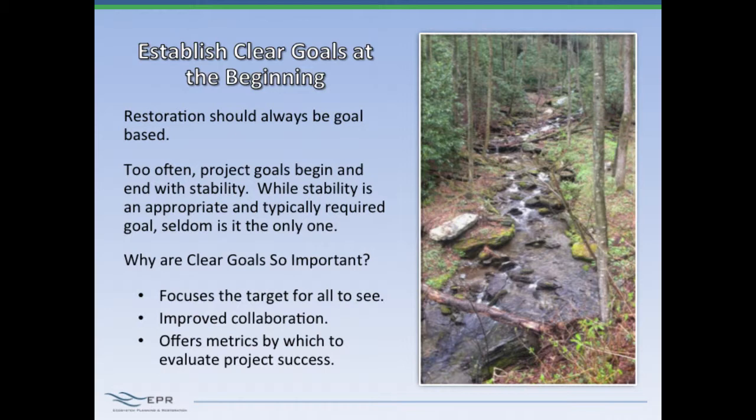But I think goals are important. It focuses the target. So any of these projects, you have quite a few stakeholders, quite a few people that are involved. I think having clear goals gets everybody aligned because everyone comes into a project with their own perspective of what they're expecting to get out of it. Along those lines, it improves collaboration, which I'll talk about in a little bit. And at the real generic level, it offers the metrics by which you can evaluate whether your project was successful.